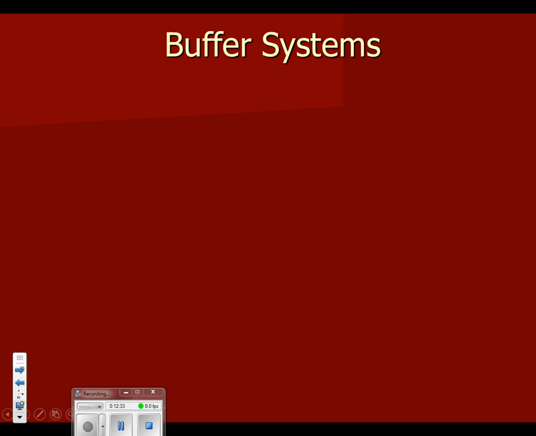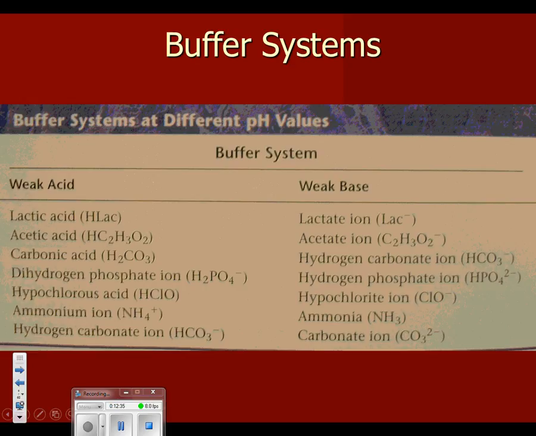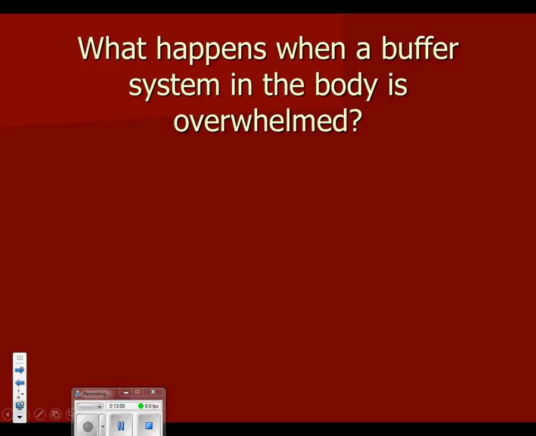Okay. So here's some buffer systems. We've got the lactic acid and lactic ion buffer system in our body. That's when we work out really hard and we get sore muscles. We've sort of almost broken that buffer system. Okay, acetic acid. This is also one that is used. A lot of these are used in the body. So we have a weak acid and a weak base, and they go together, and we get a buffer system.